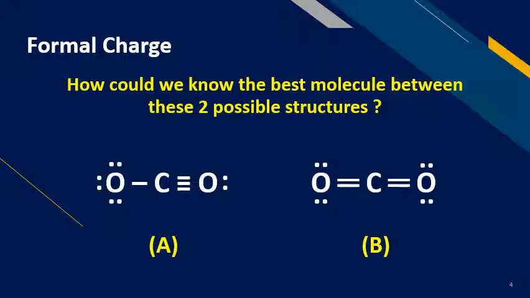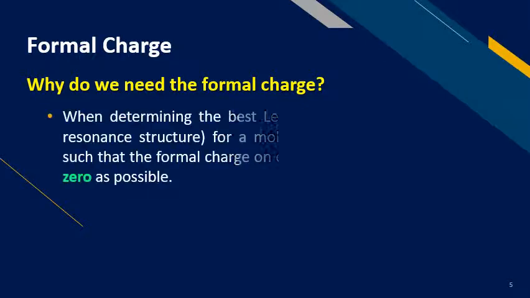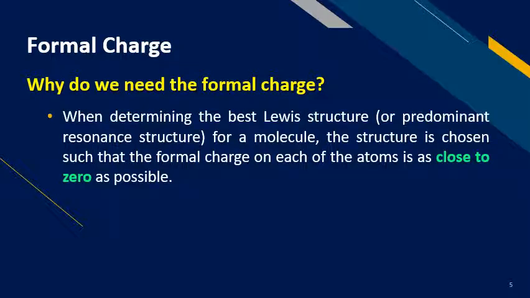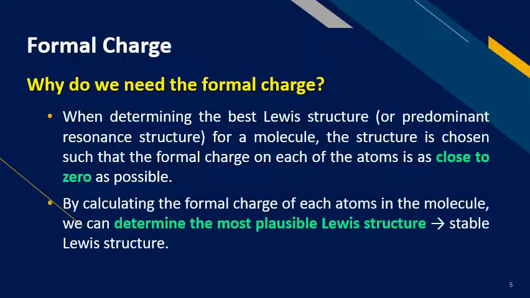How could we know the best molecule between these two possible structures? We have two possible Lewis structures of carbon dioxide, structure A and structure B. Why do we need the formal charge? When determining the best Lewis structure or the predominant resonance structure for a molecule, the structure is chosen such that the formal charge on each of the atoms is as close to zero as possible. By calculating the formal charge of each atom in a molecule, we can determine the most plausible Lewis structure, or the stable Lewis structure.